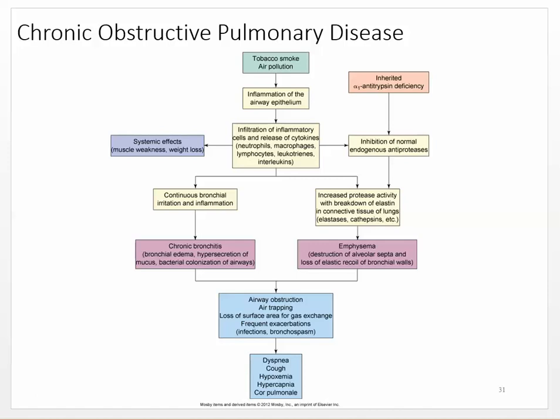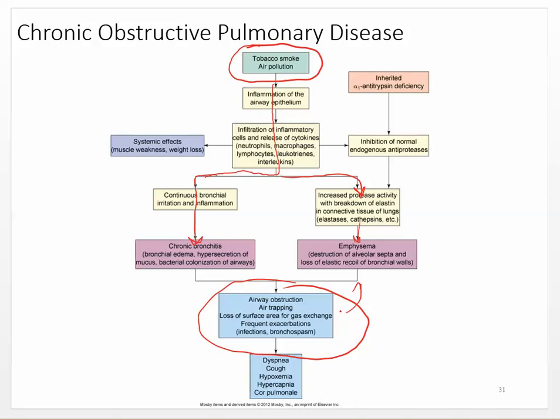Okay, so COPD. If we look at COPD, tobacco smoke is the big one. That is the big cause of it. You can see inflammation that takes place, and we don't want to go through that inflammation process again, but that inflammation can lead to increased protease activity, which is going to lead to your emphysema, or continuous bronchial irritation and inflammation, which can lead to chronic bronchitis. Both of those things together can lead to airway obstruction, air trapping, loss of surface area, that's your emphysema side, and frequent exacerbations.